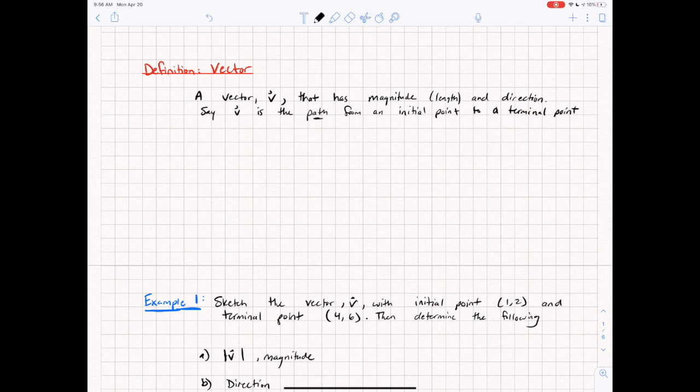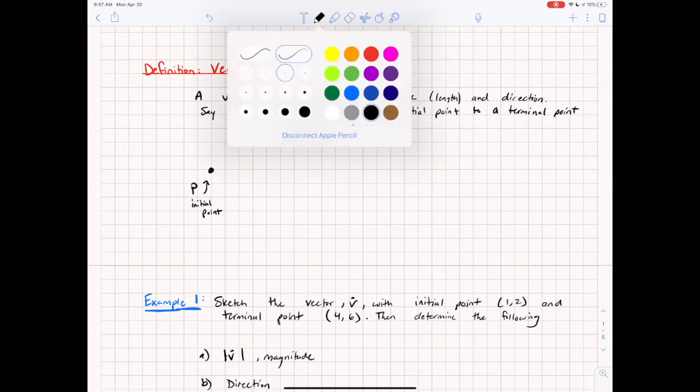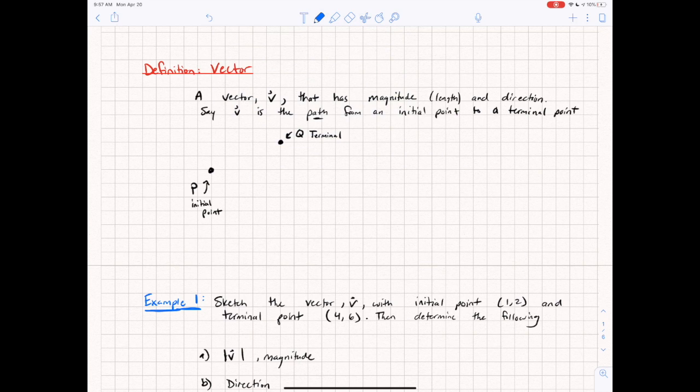So let's say, for example, this was my initial point. Let's call this P. This would then be my initial point. And I wanted to get to a terminal point. Let's say that terminal point, just to draw one, is here. Let's call this Q. Then the vector can be sketched as an arrow starting at the initial point P and ending at the point Q.